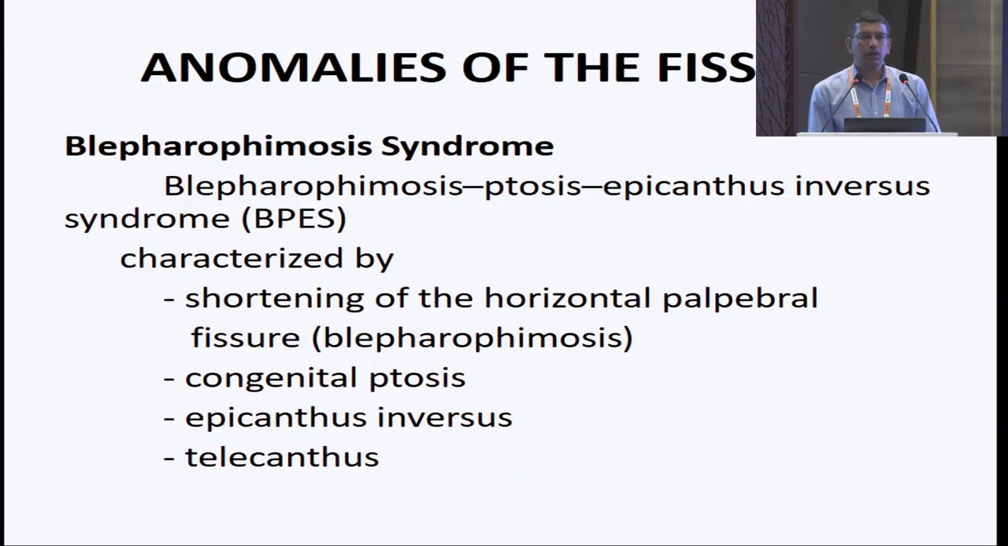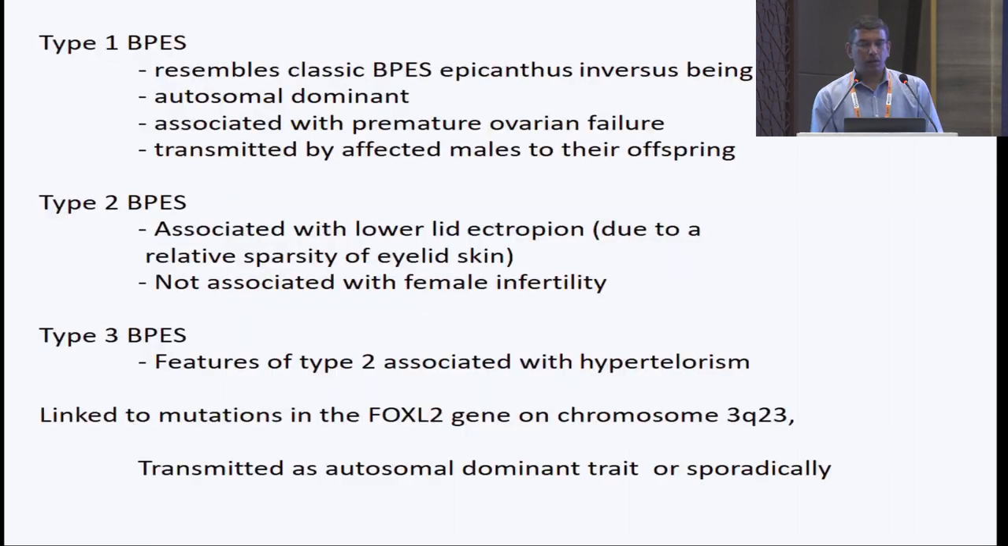Commonest in what we see, and which is striking, as sir also showed the picture, is the BPES syndrome, blepharophimosis ptosis epicanthus inversus syndrome, where there is a phimosis, that is a shortening of the horizontal palpebral fissure, along with the ptosis and epicanthus inversus, and there can be an ectropion of the lateral lower lid. Type 1 and type 2, where type 1 is associated with premature ovarian failure, that is what we have to keep in mind, and type 2 is associated more commonly with lower lid ectropion. Type 3 is also described with type 2 and associated with hypertelorism. But generally what we see in OPD is type 1 and type 2.